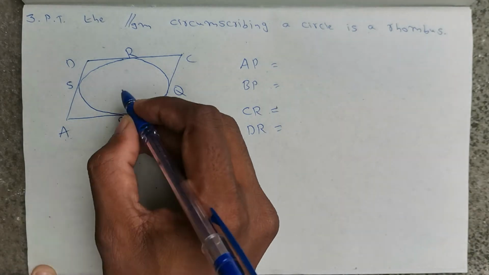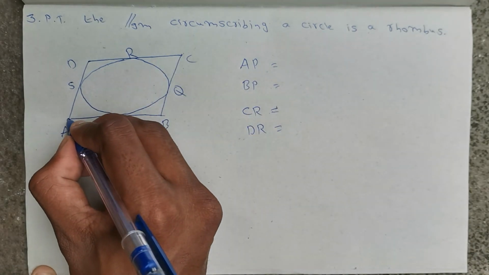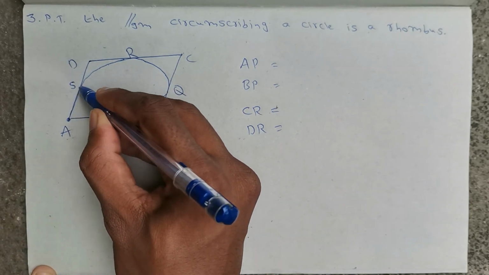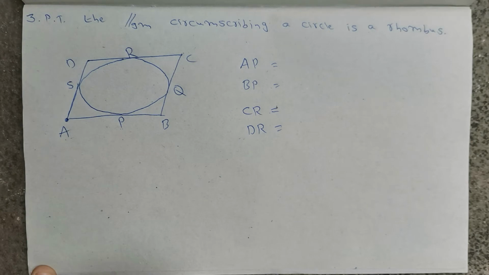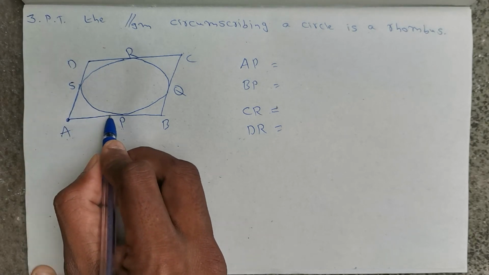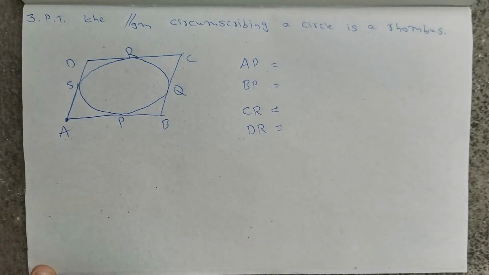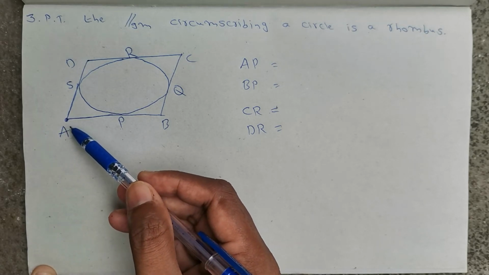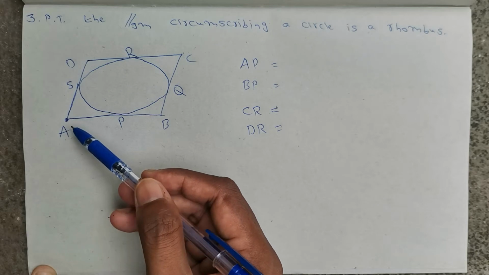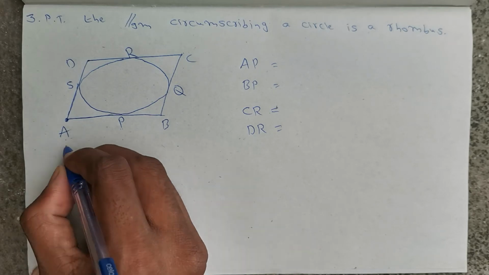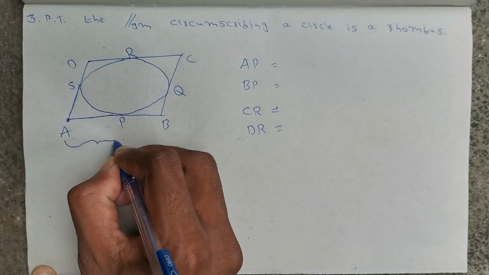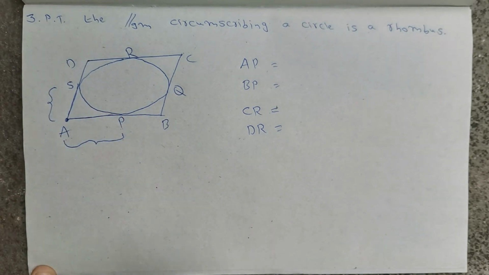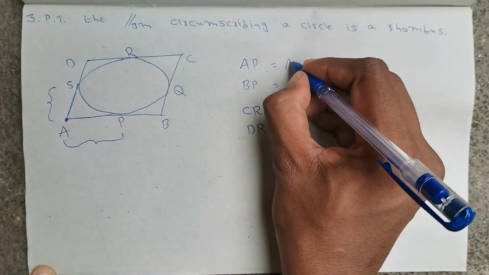Now this is a circle. Point A is outside of the circle, then this AS will become the tangent, AP will become a tangent. So from a point outside of a circle, if we draw the two tangents onto the circle, their measurements are equal to each other. So this AP measurement is exactly equal to AS. So AP is equal to AS.